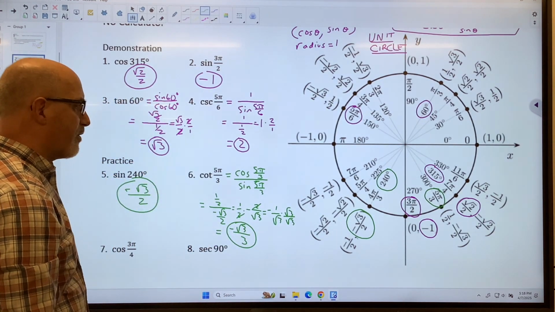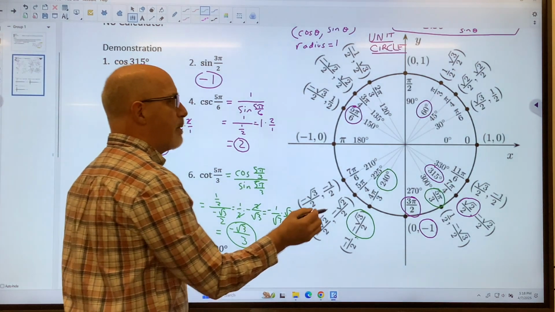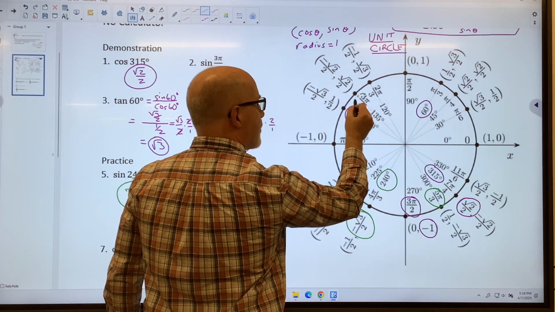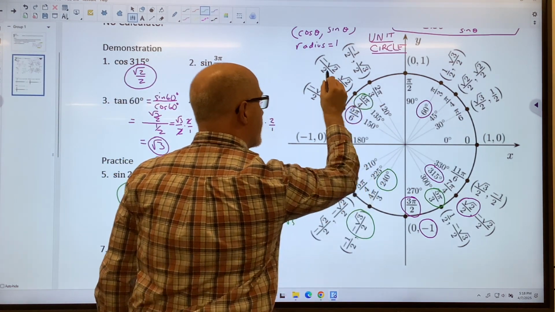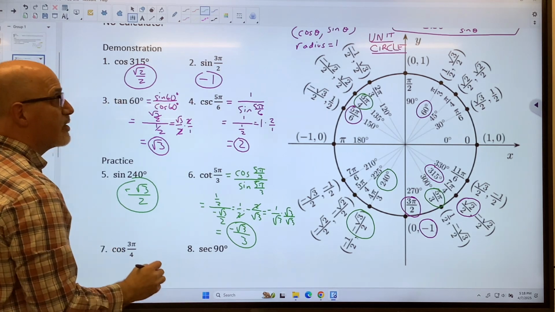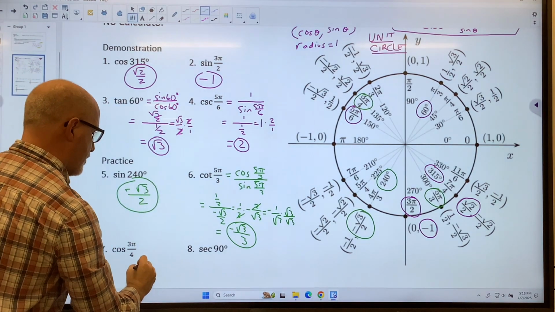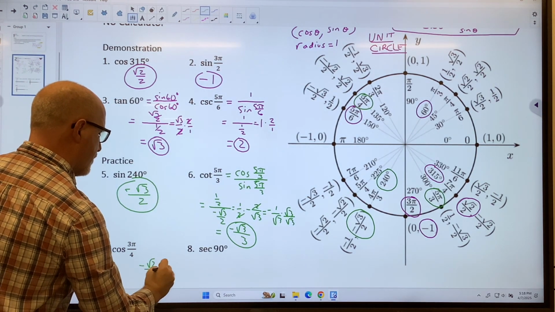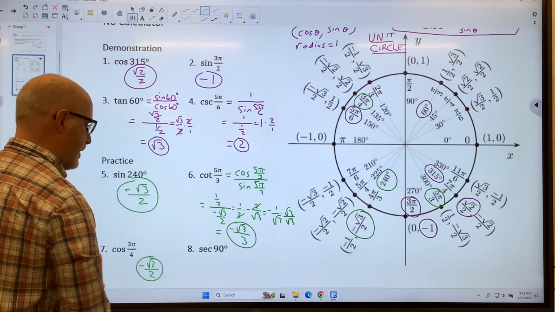Cosine of 3 pi over 4. Let's go find 3 pi over 4. So here's our 3 pi over 4. We're going to do the cosine of that one. So that's just equal to negative square root of 2 over 2 for an answer.